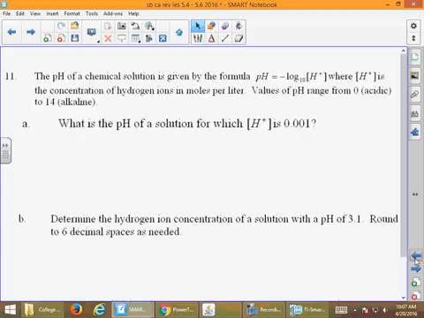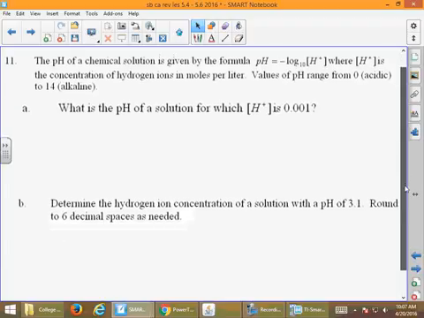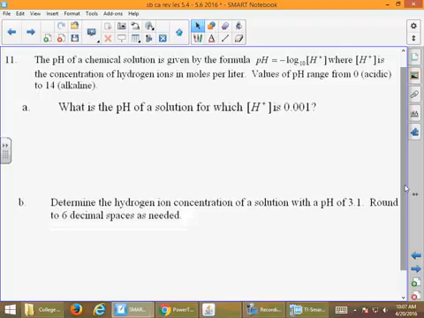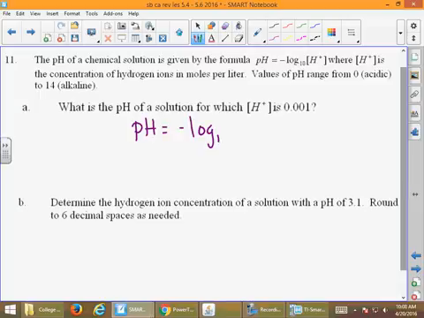So the pH problem. What's the pH of the solution for which the hydrogen ion concentration is 0.001? All we're doing on part A, and I know I didn't read the problem, is we're going to take 0.001 and put it back into our function, where we see hydrogen ion. So instead of H plus, let's put in 0.001 and let's type it in.